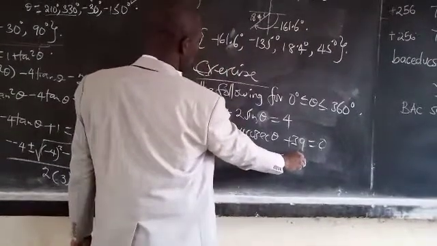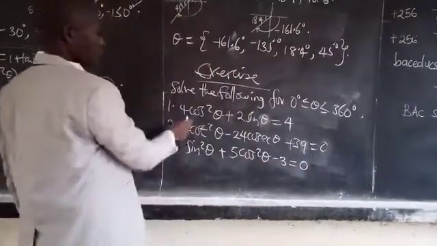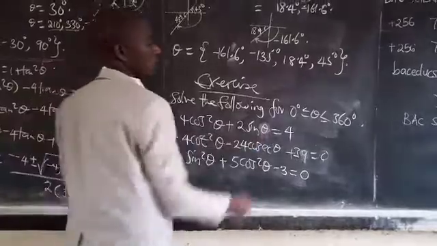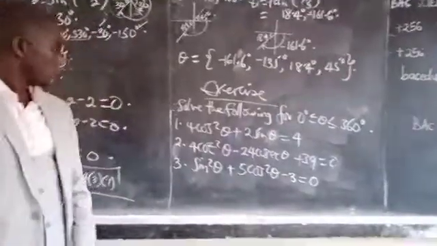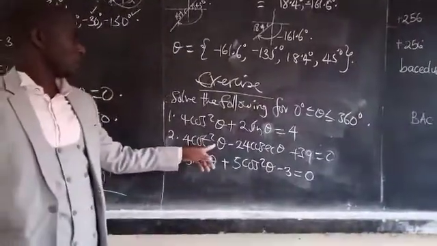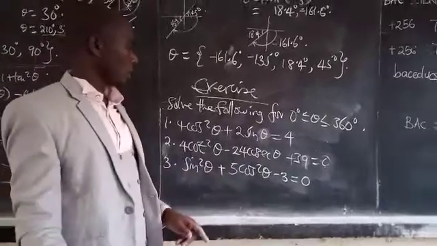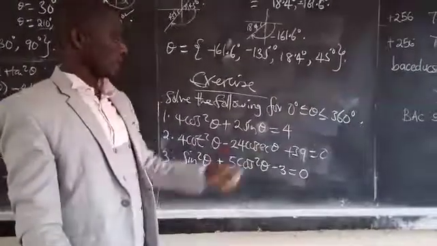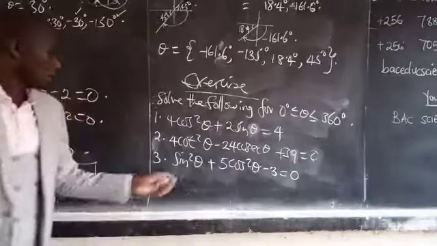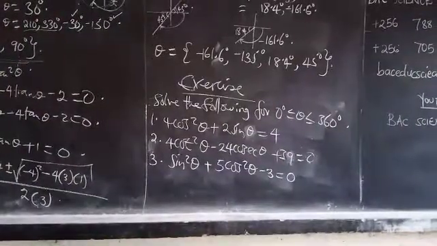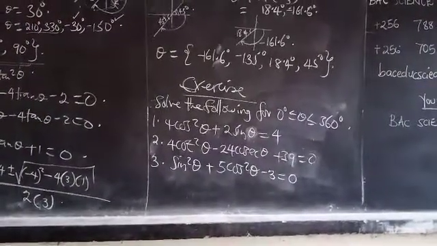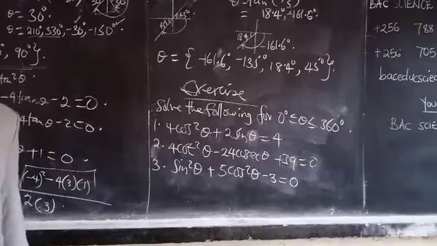Yes, solve these ones. 4 cos squared theta plus 2 sin theta equals 4. The second, 4 cos squared theta minus 24 cosec theta plus 39 equals 0. And the third one is sin squared theta plus 5 cos squared theta minus 3 equals 0.